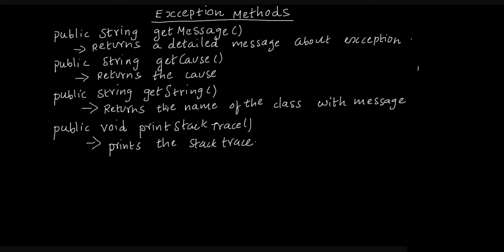This method would return the actual class name with the message. So the actual class where this exception is occurring, and with the message. And the fourth method is public void printStackTrace.